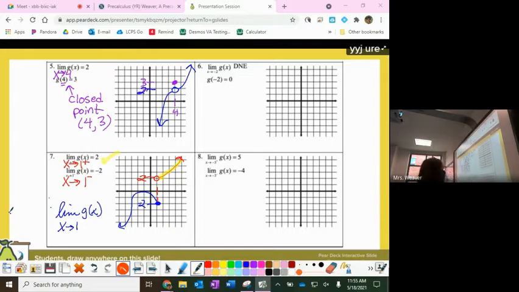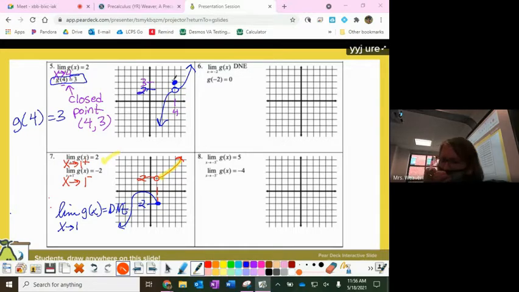Does not exist because we're approaching different values. Okay, so now Noah, you asked why it was a closed circle. On a lot of these, it didn't matter if it was open or closed circle. On the one right above, they told us g of 4 equals 3. That means the function evaluated at 4 is 3, so that has to include that point. That's why we plotted that solid point there, because it told us that's where the function was at that point.